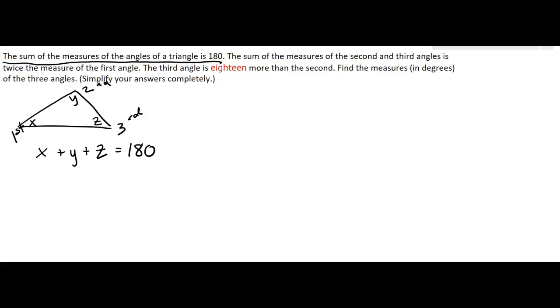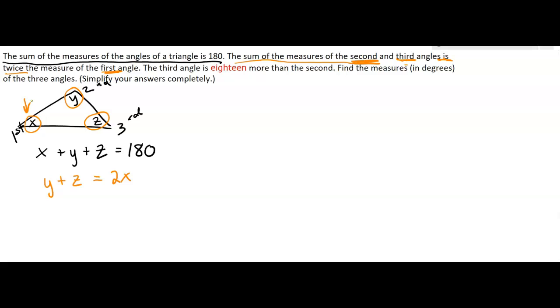Okay. Now the second sentence is going to give us another equation. The sum of the measures of the second angle and the third, so when I add those two together, equals twice, and twice means two times, the measure of the first angle. Okay? So the sum of the second and third, so y plus z, equals 2x. 2 times the first, and this one was the first. Okay, so I know there's three variables, so you've got to keep them straight. That's kind of the tricky part.